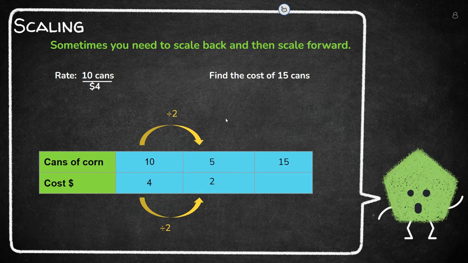Now I can take that 5 over 2 and I can figure out 15. How do I go from 5 to 15? I'm going to multiply by 3. So if we multiply the top by 3, what are we going to do to the 2 on the bottom? Multiply by 3, and we're going to get 2 times 3 equals 6. Meaning the cost of 15 cans is $6. Now I want you to look at 5 over 2. Is 5 over 2 in simplest form?